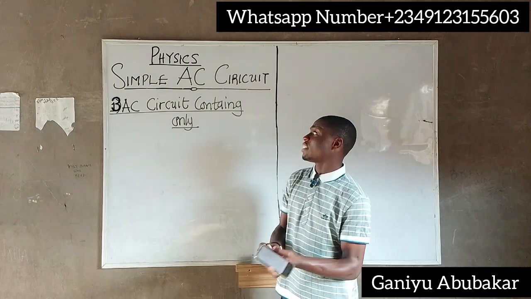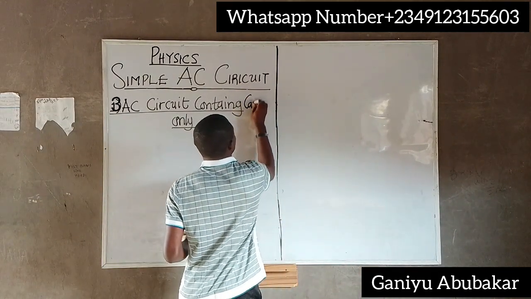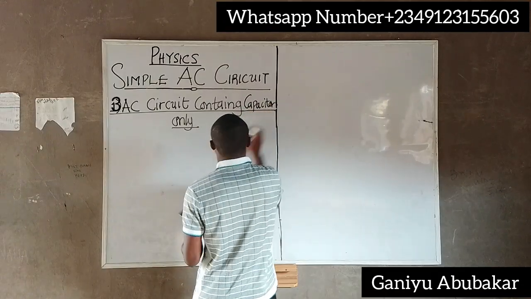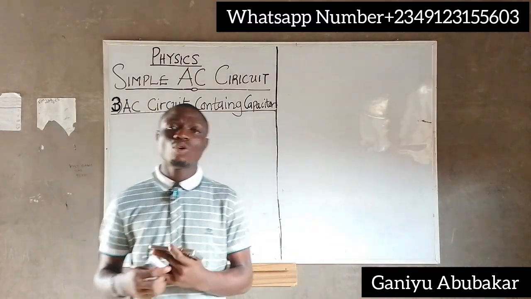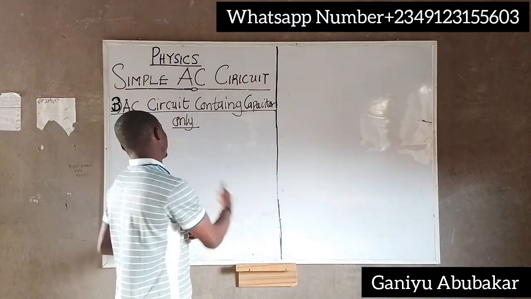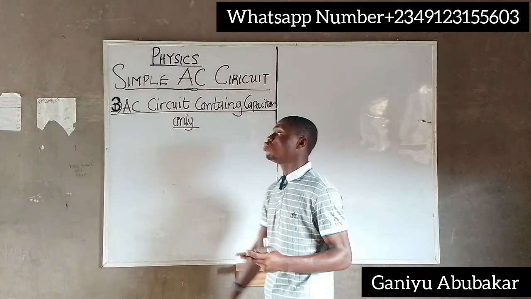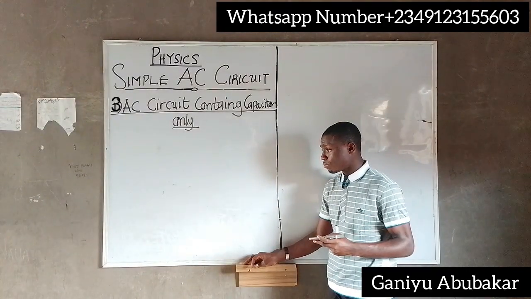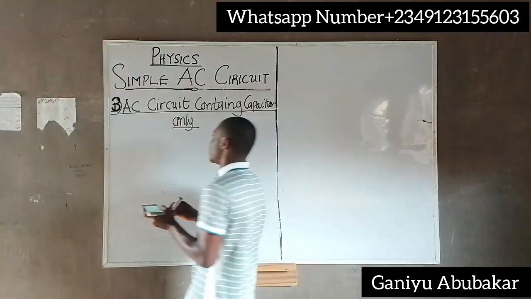Alright, let's look at a circuit containing capacitor only. Let's look at an AC circuit containing capacitor only. What do we know? We know that for a capacitor, we have the symbol.